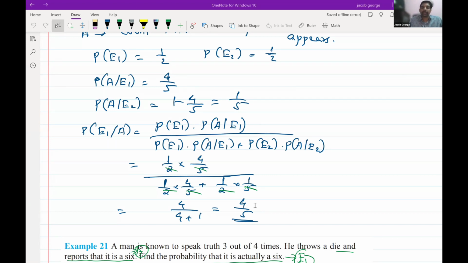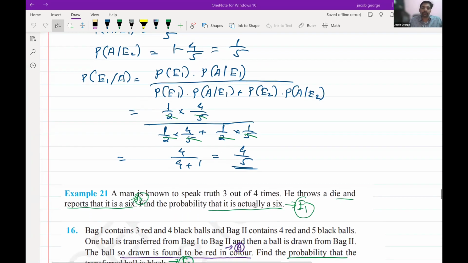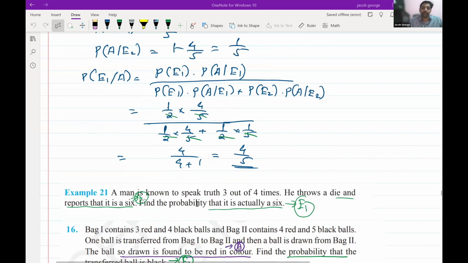Our example 21 is also a similar type. Example 21, you just note down. Here also, instead of a coin, it is a die. So here, A reports that it is a 6 is capital A. Find the probability that actually 6 will be even.